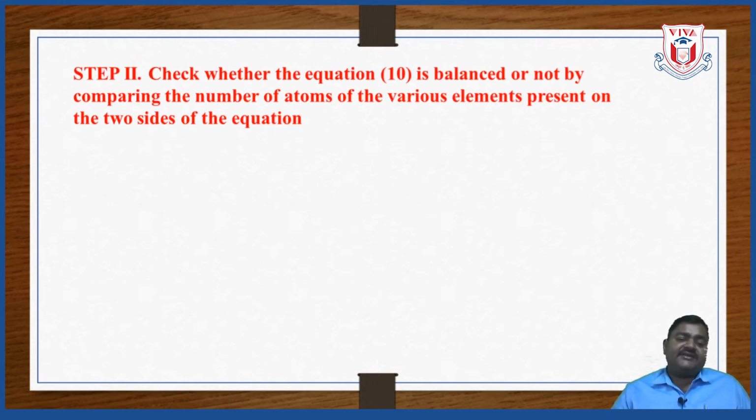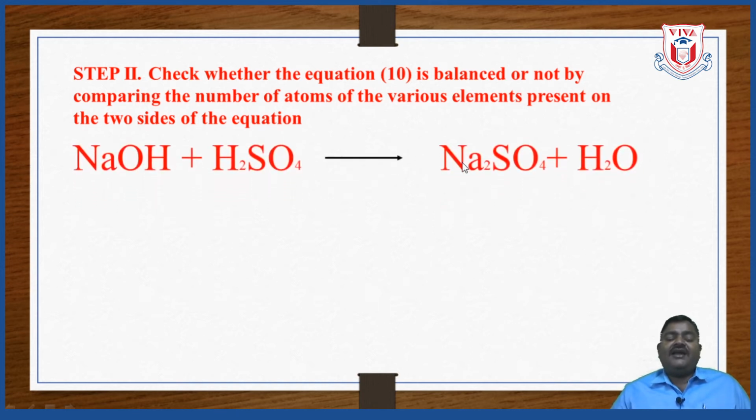Second step. In the second step, we will check whether the equation is balanced or not by comparing the number of atoms of the various elements present on two sides of the equation. मग इथे काय करायचं बघा, जे आपल्याला इक्वेशन दिलेलं आहे त्याच्या दोन्ही बाजूच्या एलिमेंट्सच्या ॲटम्सची तुलना करायची. आता पहिल्यांदा त्याच्यासाठी मला हे माहिती पाहिजे की ह्याच्यामध्ये कोणते कोणते एलिमेंट्स आहेत. Now we will see what are the elements that are present in this reaction.